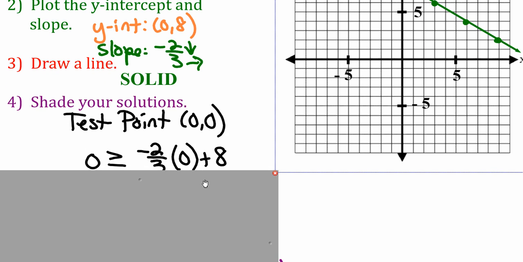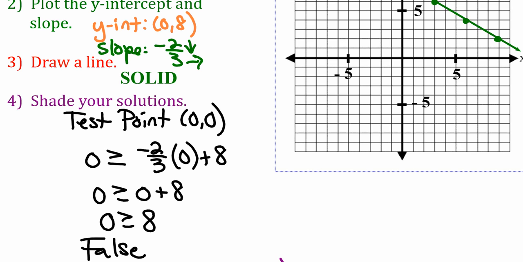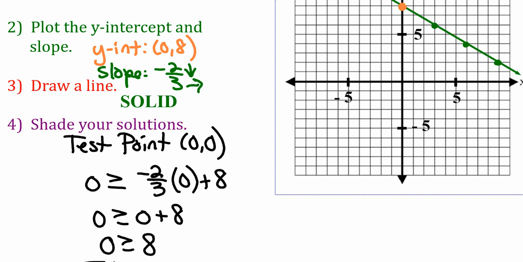Well, let's see. As 0 goes in for x and y, we now have 0 is greater than or equal to negative 2/3 times 0, which we know is 0, plus 8. 0 plus 8 is just 8. So is 0 greater than or equal to 8? No, that's false. So since it's false, we know we cannot shade on the side of (0, 0). We have to shade on the opposite side.